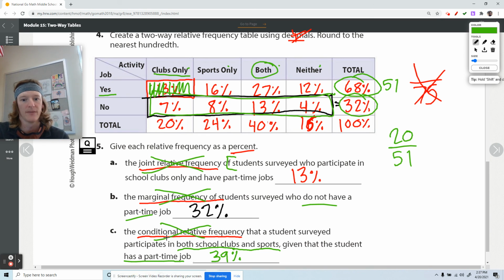Next, we have conditional. And what are the odds? If we're only looking at, given that students have a part-time job, so we're only looking at part-time job yeses, how many of these, how many boths out of the total part-time job people do we have that are involved in both clubs and sports? And we got it, 39%.